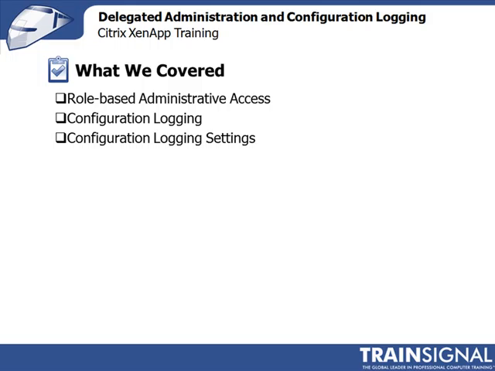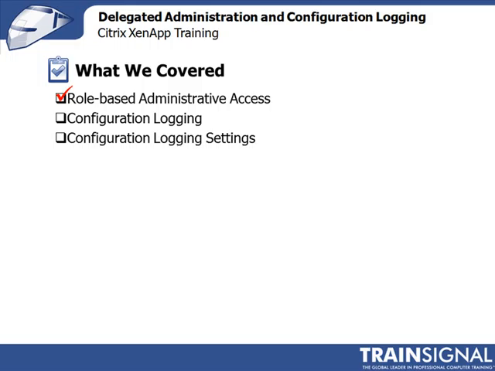This was a relatively short lesson, so to speak, but we covered very good information here. So what did we cover in this lesson? We talked about role-based administrative access into the Citrix farm and the types of permissions that you can give the different administrators that you're granting access. We talked about the three that you have by default: view only, full administrator, and custom.